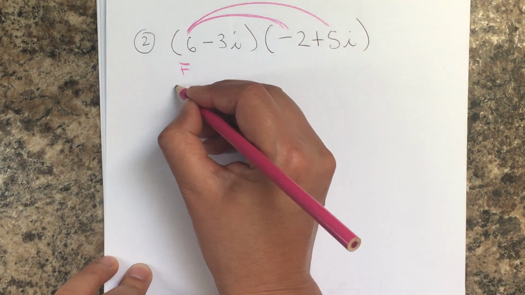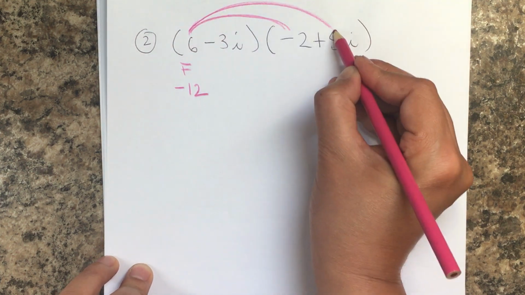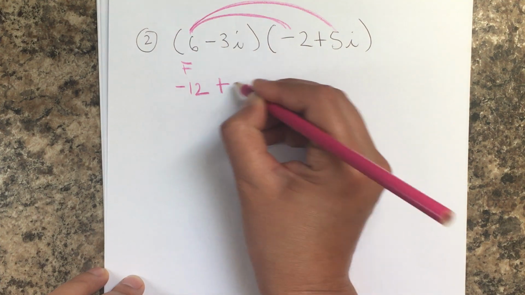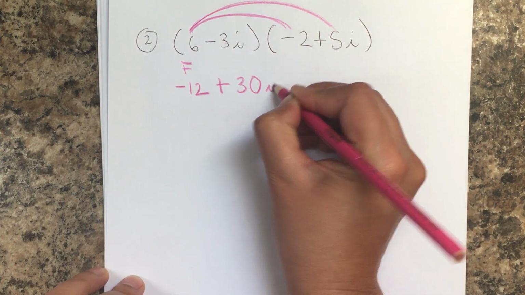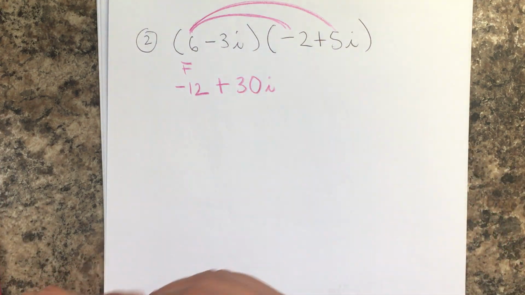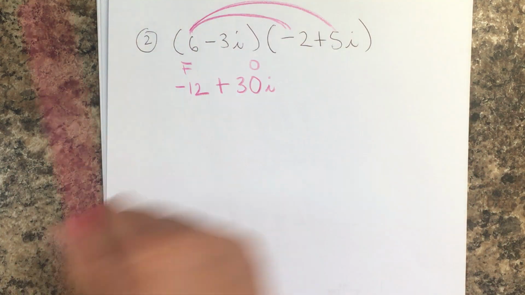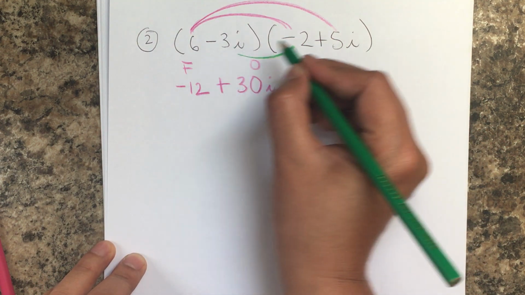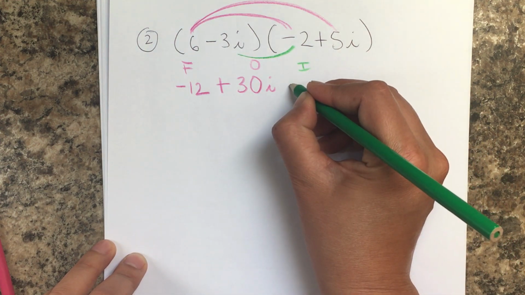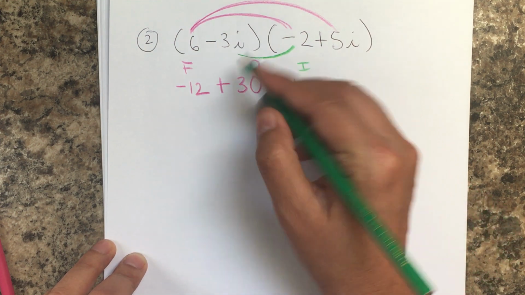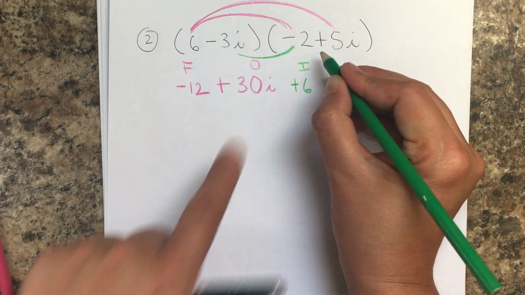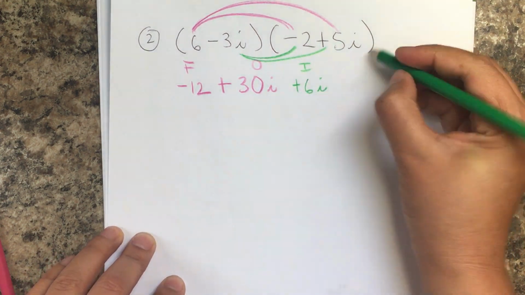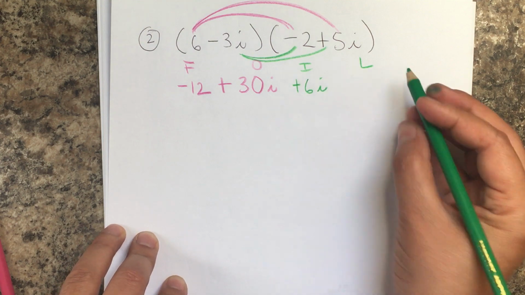6 times negative 2 is negative 12. Outside, meaning the 2 outside. So 6 times 5i is 30i. And then, oh, outside, I'm sorry. Inside, negative 3i times negative 2 is negative times negative becomes positive, and 3 times 2 is 6, and you only have one i, so you just put it in there. And then you have last. Okay, that's what they call FOIL.